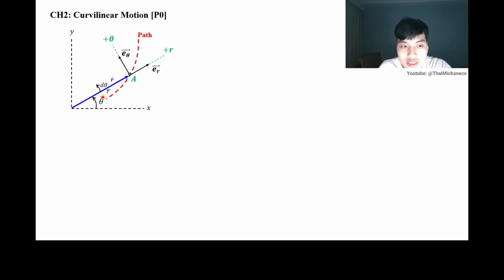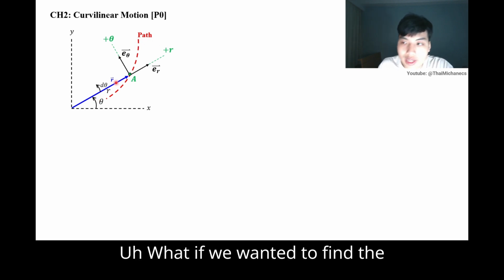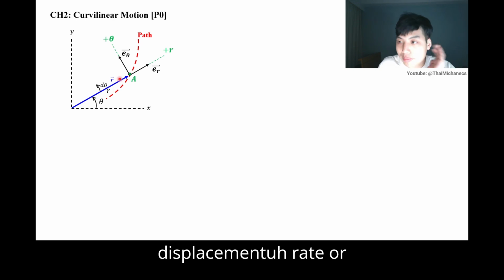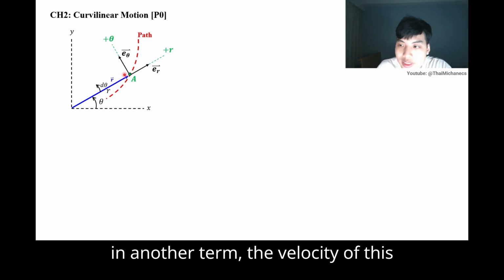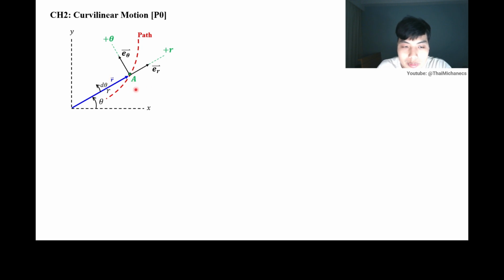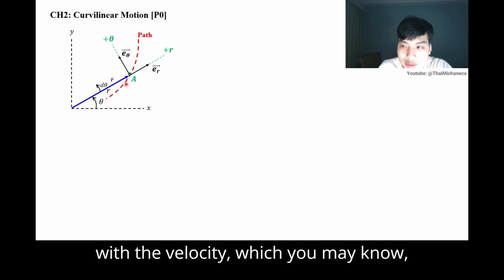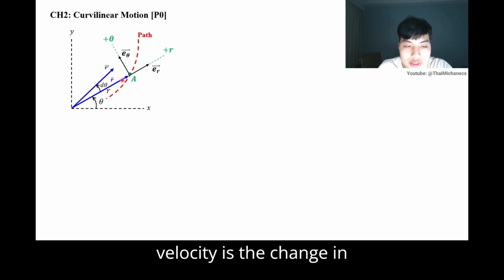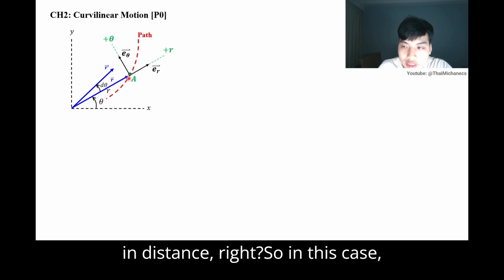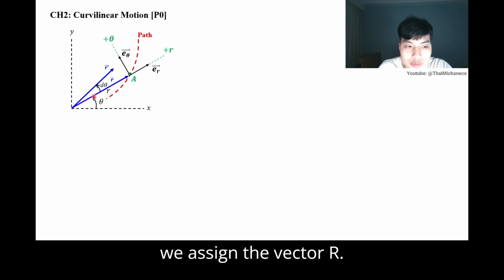Then we say that this object A has a circular motion path as indicated by the red dashed line. What if we wanted to find the displacement rate, or in another term, the velocity of this object A, and what would the acceleration be as well? Firstly we start with the velocity, which you may know. Velocity is the change in distance, right? So in this case we use the vector r.